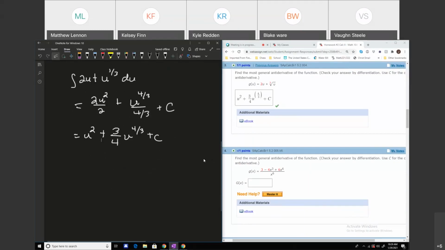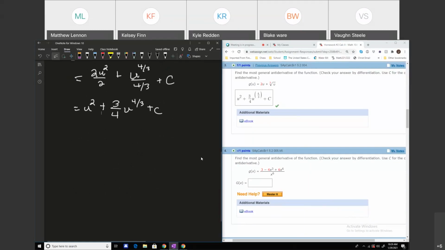Number 4, we've seen a few times something like it. I've definitely done some examples. You just need to split it up over the antiderivative. So for number 4, we're doing the antiderivative of 3 minus 4x cubed plus 6x to the 6th over x to the 6th.